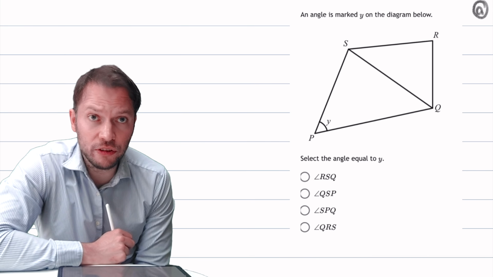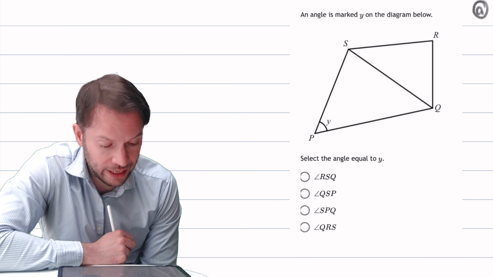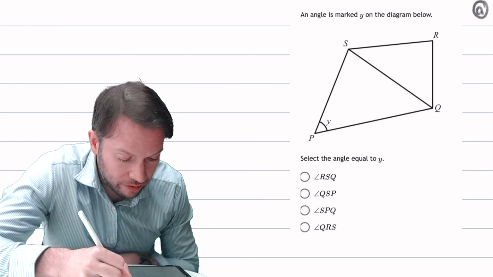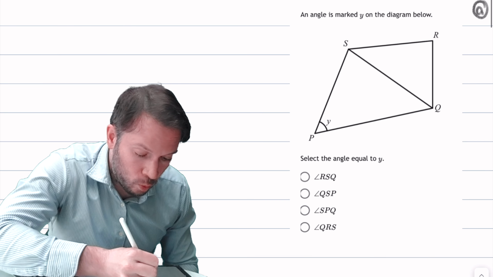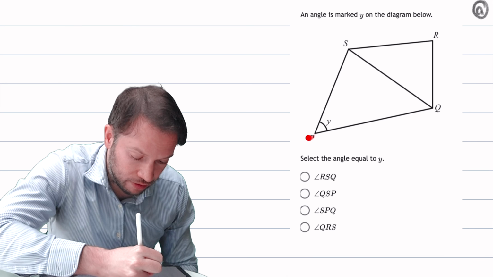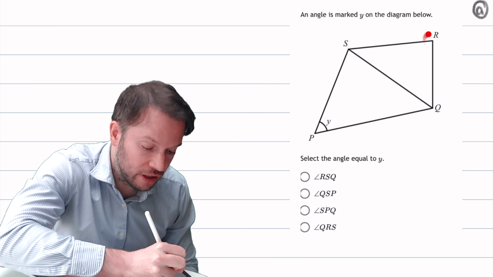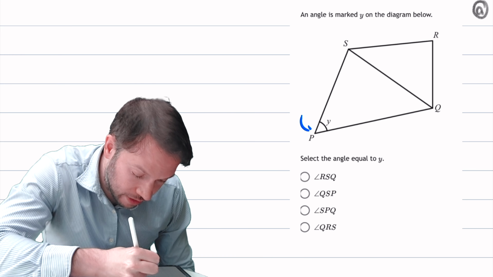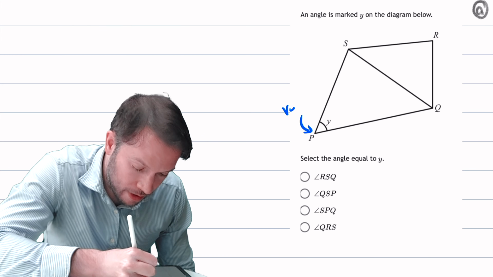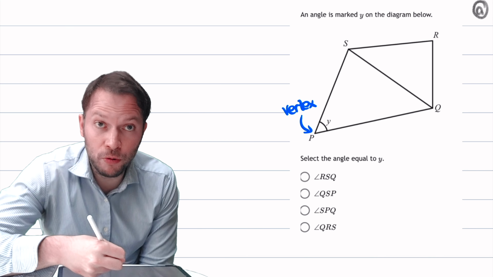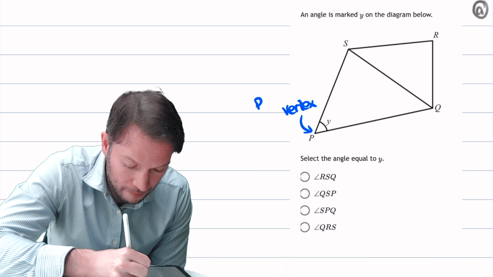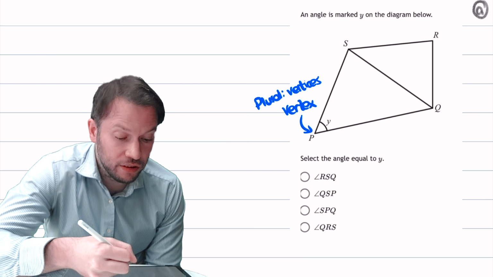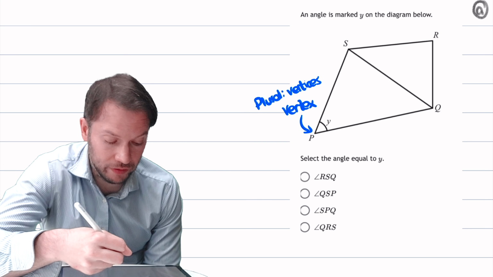Hi, in this video we're going to use geometric notation to refer to angles. Now, let's identify the kind of things in this diagram we have. Firstly, where these lines meet at these corners, these corners are known as vertices. So this is a vertex, the P is a vertex. That's the singular, and the plural is vertices. So P is a vertex, S is a vertex, Q is a vertex, R is a vertex.